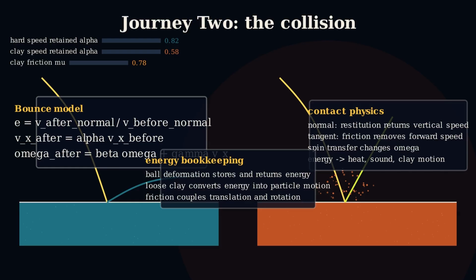The vertical bounce is described by restitution: after speed divided by before speed in the normal direction. The horizontal bounce is shaped by friction, spin transfer, and energy loss. Some energy returns from ball deformation and some disappears into heat, sound, and moving clay particles.